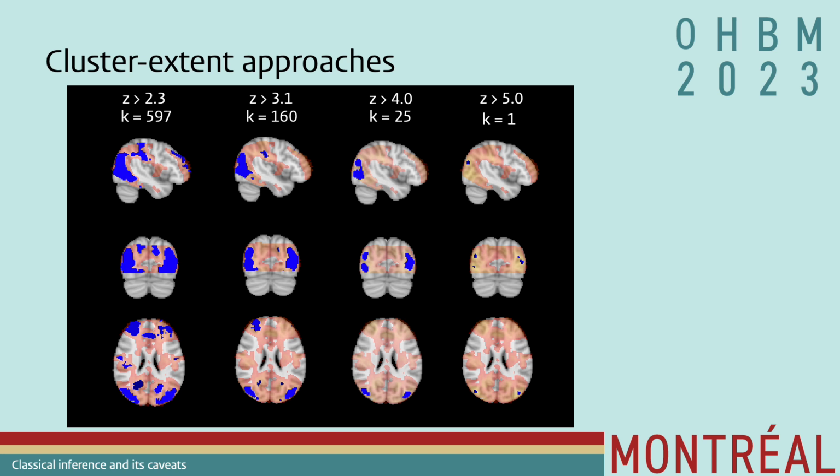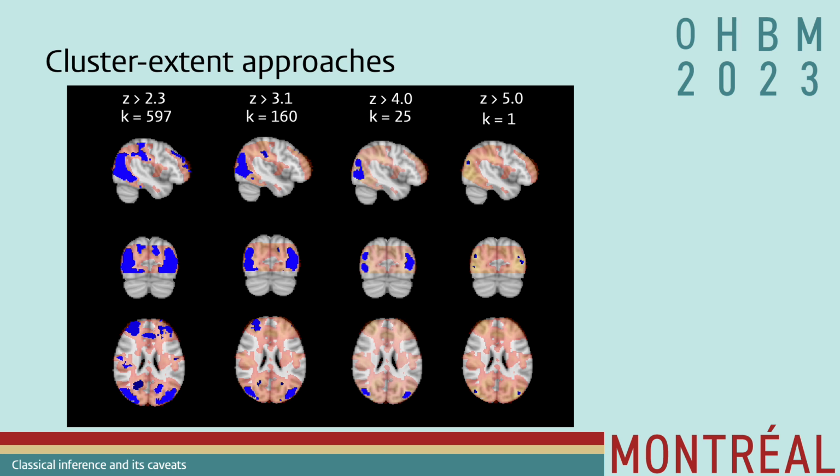If we go one step to the right, you see a Z threshold of 3.1, and the associated K value is 160. You can see that the clusters become smaller and somewhat more localized. But the K is of course also a lower value. So now with a higher threshold, the cluster size should only be 160 to be called significant.